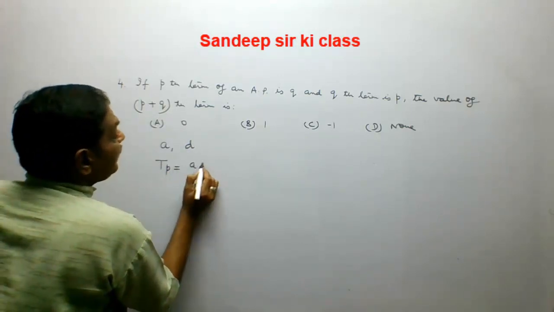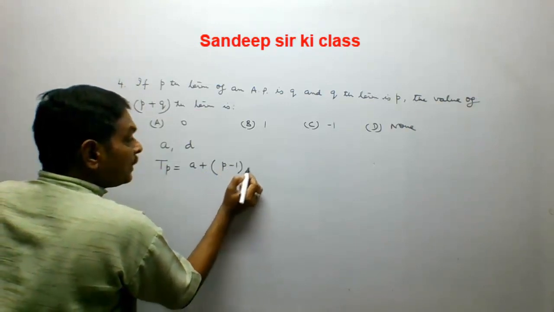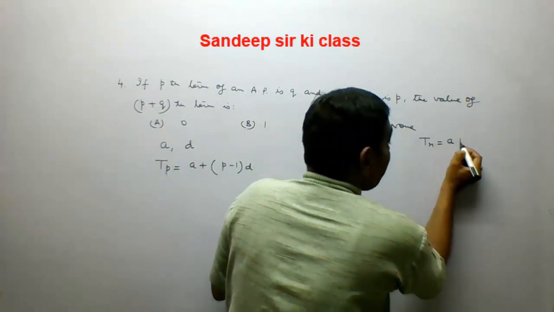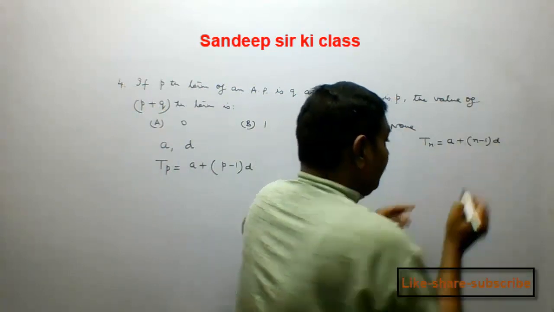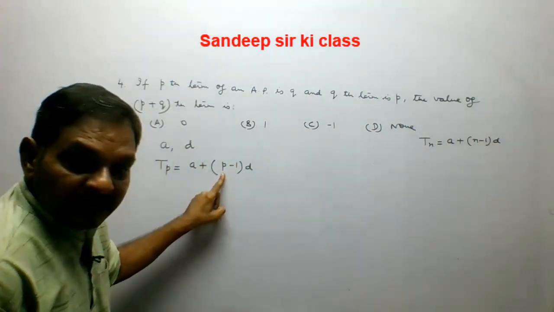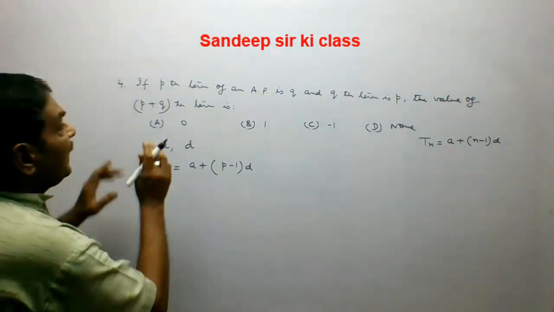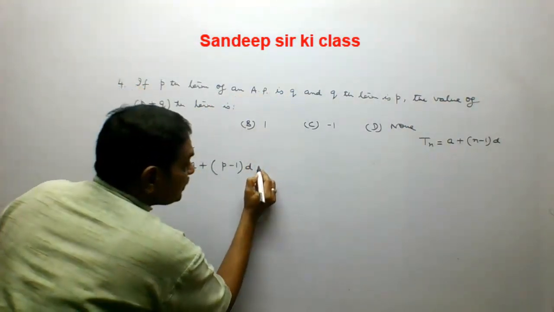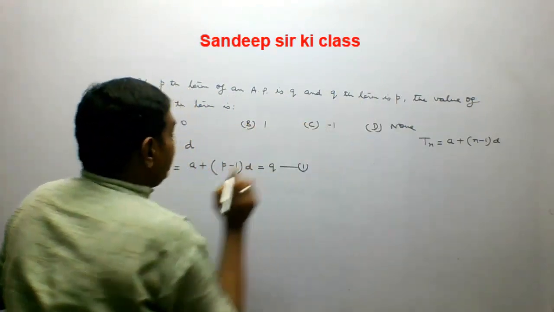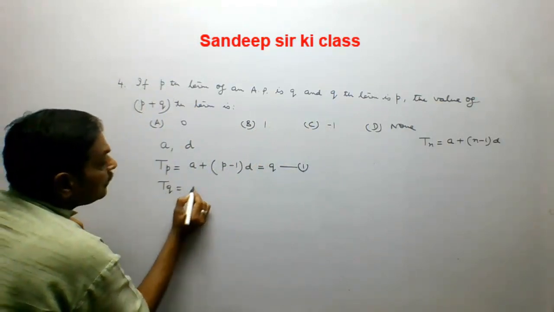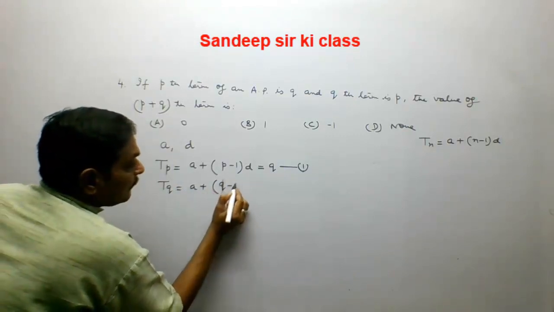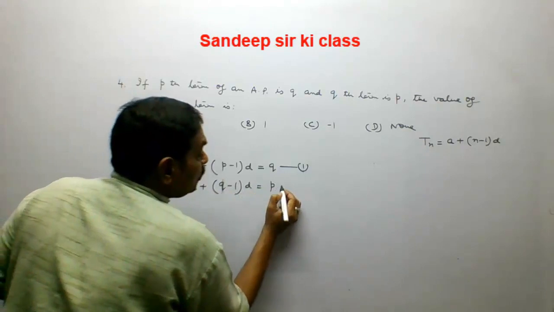It will be a plus (p minus 1) into d, using the formula that the nth term Tn is a plus (n minus 1) into d, where a is the first term and d is the common difference. Then Tp will be a plus (p minus 1) into d. As per the question, the pth term is q, so this is equal to q. First equation. Similarly, the qth term is p, so Tq is equal to a plus (q minus 1) into d is equal to p.